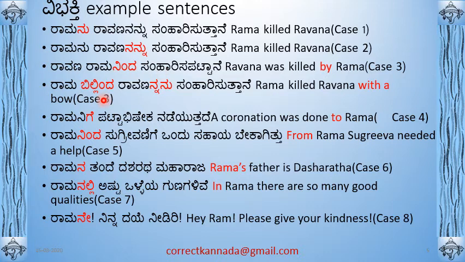Now one more example of Tritiya Vibhakti is this, the instrument that you use to do an action, right? Rama Billinda Ravananannu Samhari Suttani. Billu means bow, right? So Rama killed Ravana with a bow. So with the object that you use to do an action, you have to use the inda, because Billu is also a noun, right? Ramanu Billinda Ravananannu Samhari Suttani. Again, I repeat, we are going to see each of these suffixes in detail in later slides. This is just an intro to get you a feel of what these Vibhaktis are all about.